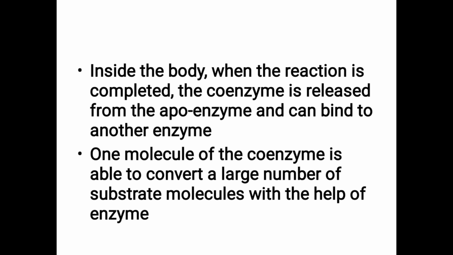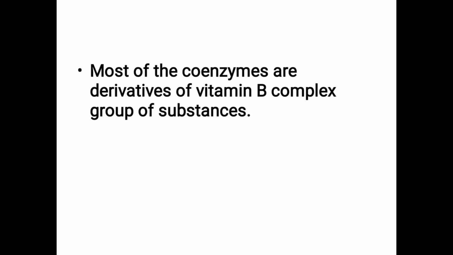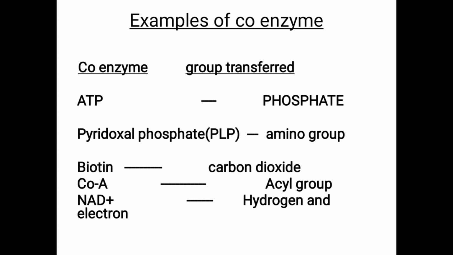So one molecule of the coenzyme is able to convert a large number of substrate molecules with the help of enzyme, because after the completion of the reaction, they are released from the apoenzyme and can bind to another enzyme. Most of the coenzymes, as I told, are derived from B complex vitamins like niacin, riboflavin, pantothenic acid, folic acid and all.